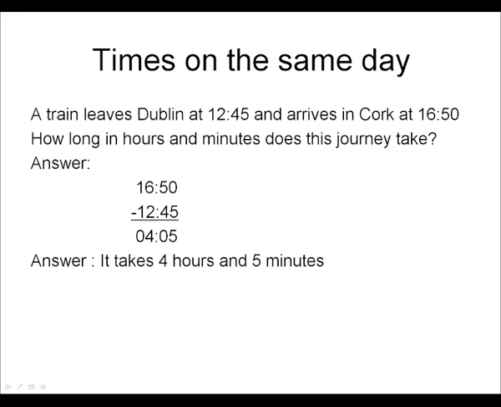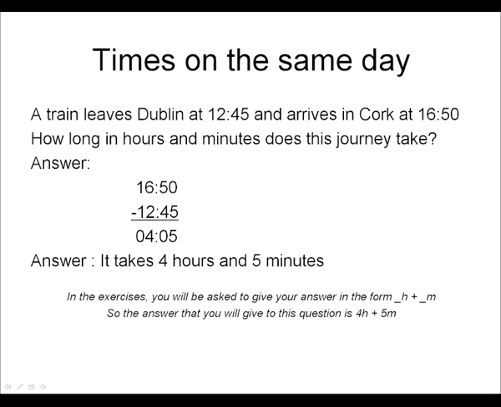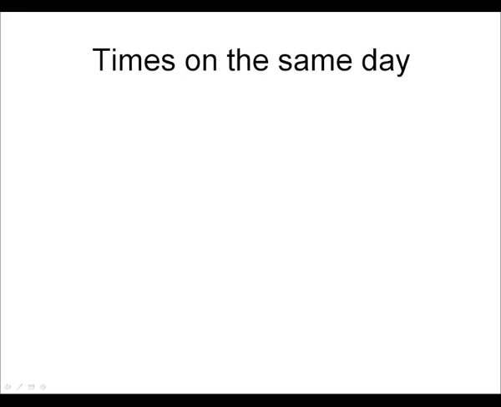Please note that the separation there is between hours and minutes, so 16 hours and 50 minutes. One more thing, in the exercise, you'll be asked to give your answer in the form something h plus something m, meaning how many hours and how many minutes your answer was. So in this question, the answer was 4 hours and 5 minutes, so the answer you write down in the exercise is 4h plus 5m. That's just the way the exercise works, but the question, you just work out the same way using a subtraction.